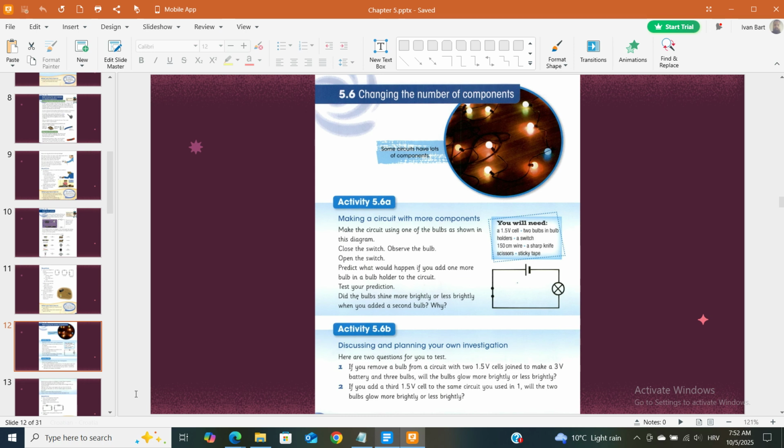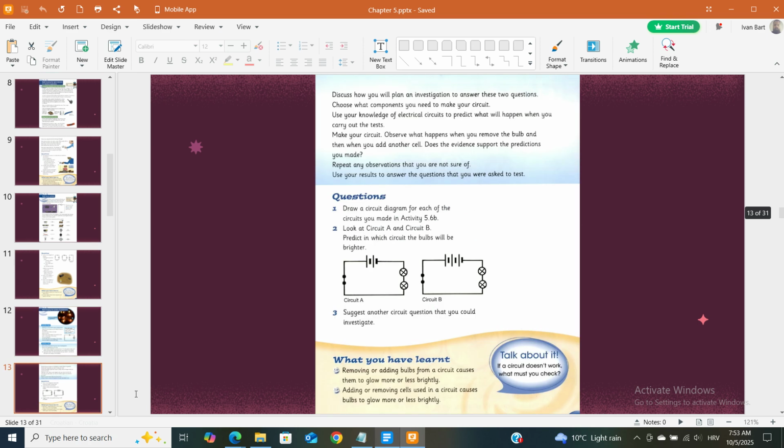1. If you remove a bulb from a circuit with 2 1.5 volt cells joined to make a 3 volts battery and 3 bulbs, will the bulbs glow more brightly or less brightly? 2. If you add a third 1.5 volt cell to the same circuit you used in 1, will the 2 bulbs glow more brightly or less brightly? Discuss how. You will plan an investigation to answer these two questions.